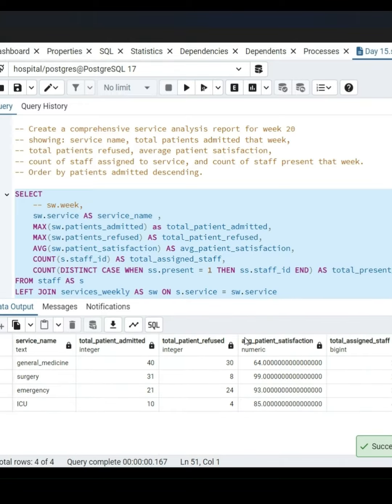Yeah, we get the result like service names, their total patients admitted, patients refused, average patient satisfaction, the total assigned staff is around 27 for the service general medicine, but the staff present in that week 20 is around 24. Similarly for the services like surgery, emergency, and ICU. And that's all about the day 15 challenge question.